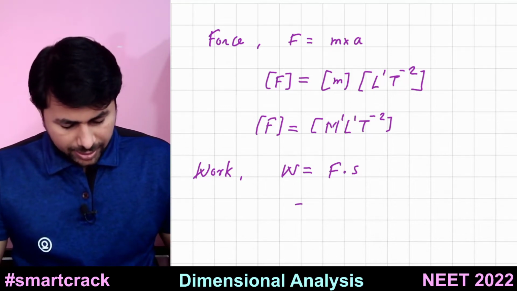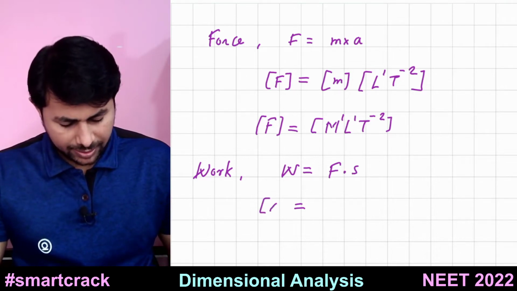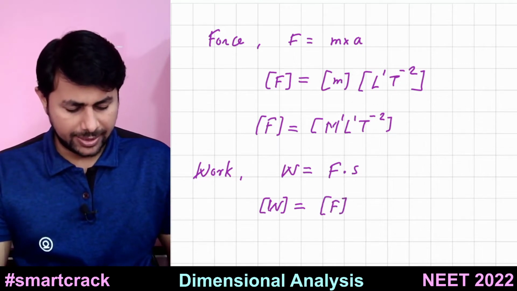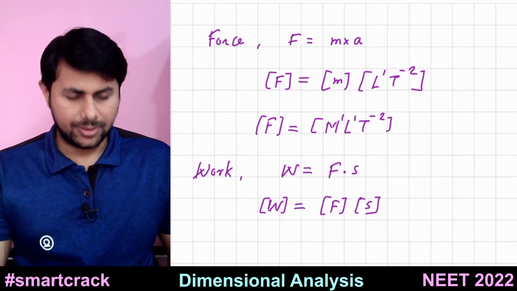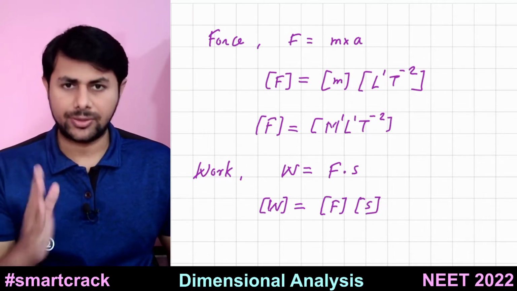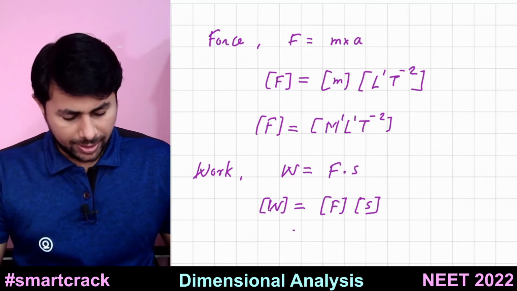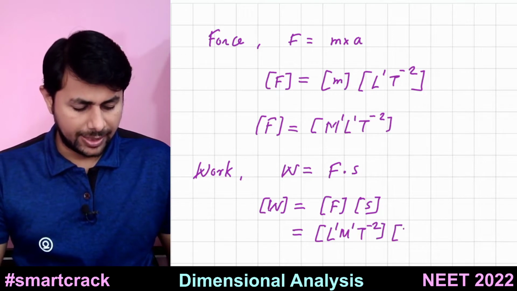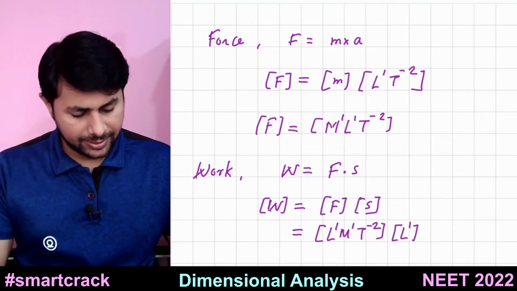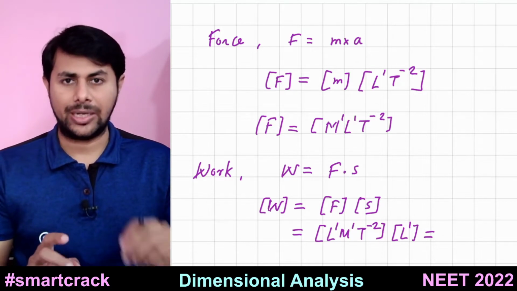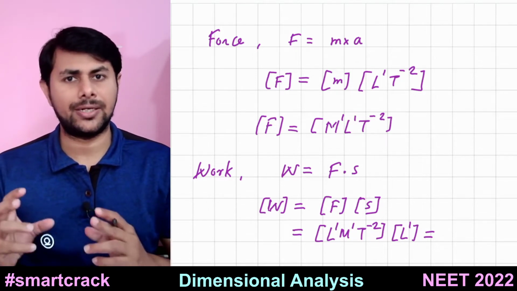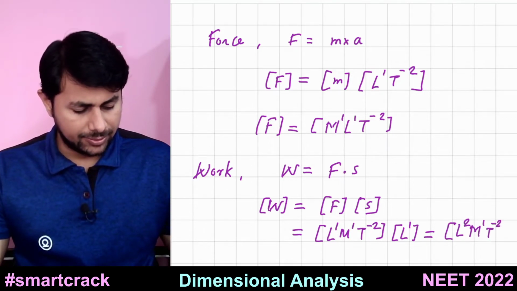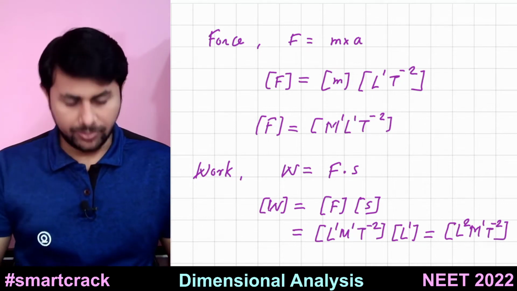And therefore, dimensions of work are equal to what? Dimensions of force multiplied by dimensions of displacement. Displacement is length, so dimensions of displacement are L raised to 1. So dimensions of work are L^1 M^1 T^-2 multiplied by L^1, and in multiplication L^1 times L^1 gives L raised to 1 plus 1, so L^2, M^1 and T^-2. Alright, so these are dimensions of work.